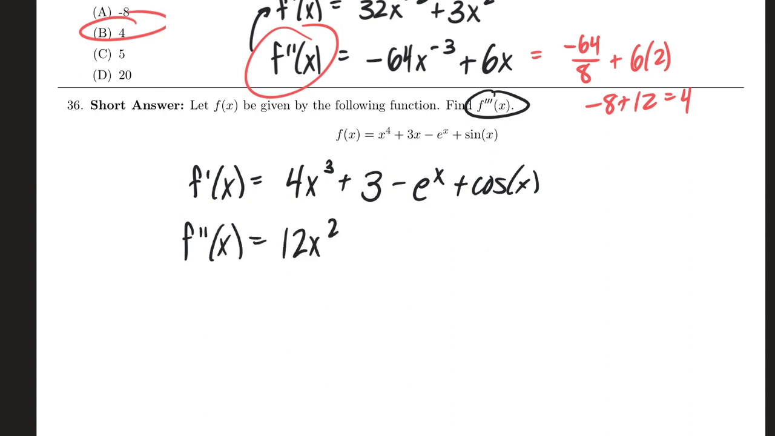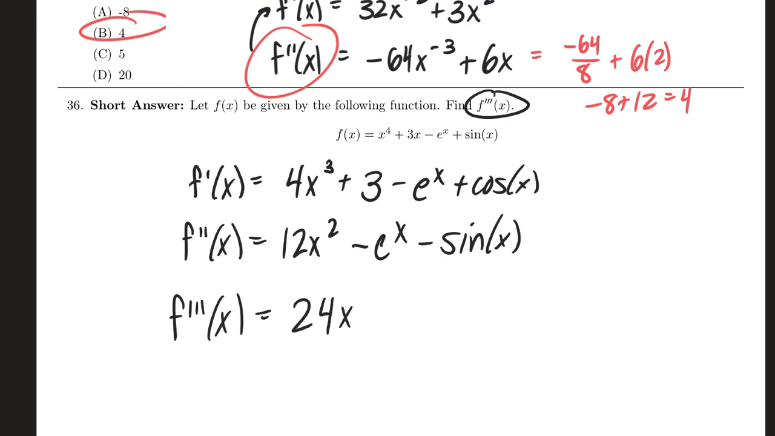12x squared. The 3 goes away. e to the x stays. The derivative of cosine is negative sine. And the last one, the third derivative: 24x minus e to the x, which doesn't change. Negative sine turns into negative cosine. So that one's pretty straightforward. Just go down, making sure you take the derivative of each piece each time.